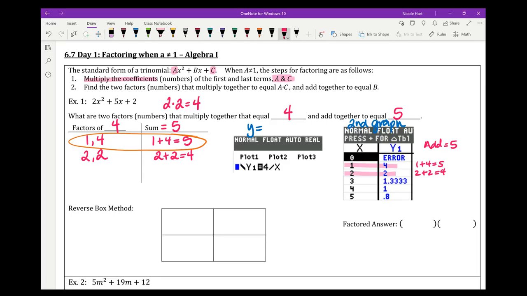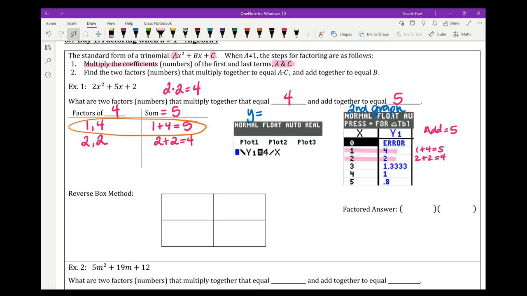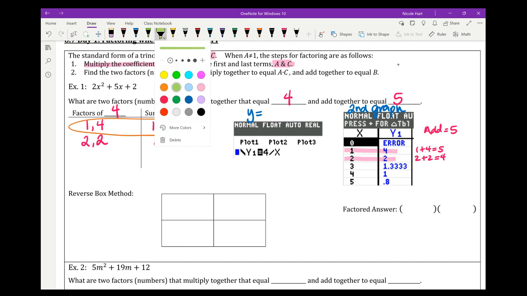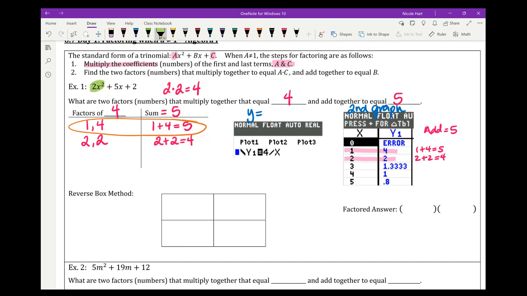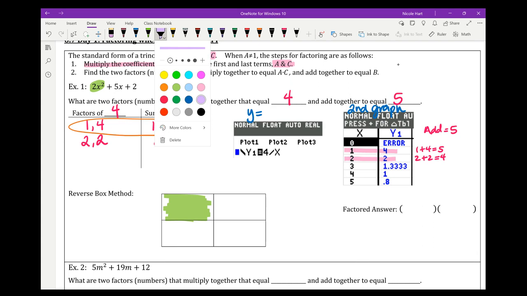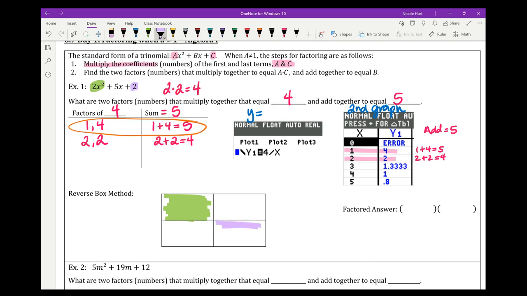Now we're also going to be working with reverse box method here. And so we look at our original equation, and we have two pieces to that. We have the 2x squared that is going to go in this top left box, and we have the 2 on the end, and that's going to go in the bottom right box. So 2x squared and then a 2. Now our factors, the numbers that we found, the 1 and 4, are going to go in the other two boxes with an x next to it. So 1x, or you can just put x, and 4x.